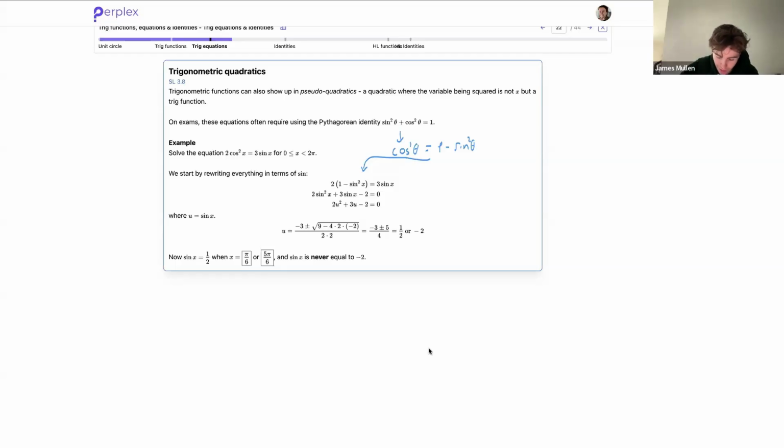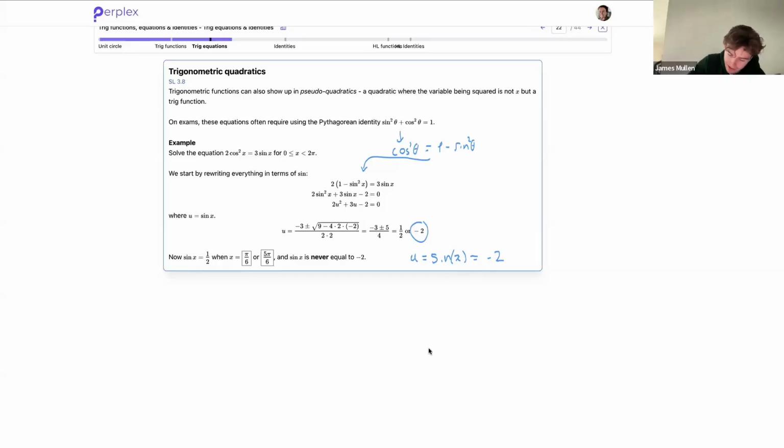I do negative 3 plus or minus the square root of 3 squared minus 4 times 2 times minus 2. That becomes 9 plus 16, which is 25. So I do minus 3 plus or minus the square root of that, which is 5, all divided by 4, which gives me 1/2 or minus 2. But here's the thing. Sine of x, which is u, cannot be equal to minus 2. That's just outside the range. It's always between minus 1 and 1 inclusive. So this is the only value that is actually relevant.